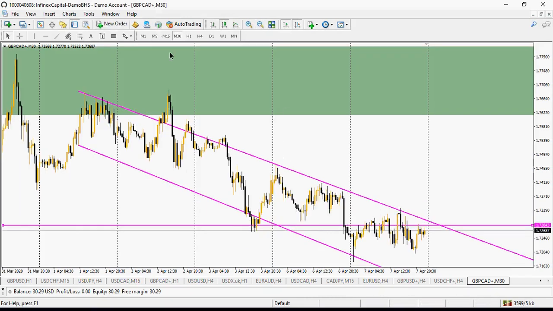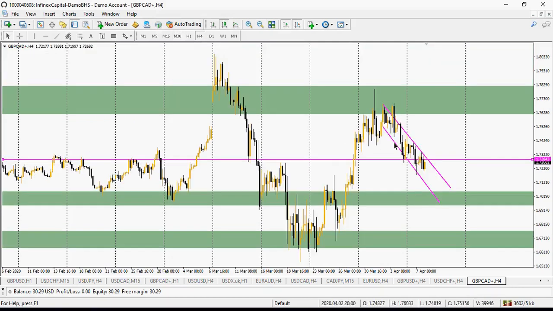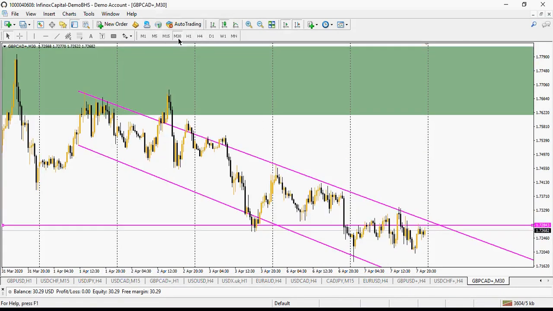So you can see, look at this 30-minute time frame now. That channel we are seeing on 4 hours is not very clear. When you go to the 30-minute time frame, you can see it very, very clearly. The market is just moving in between this particular area. This is also a kind of support and resistance area. So I can actually be trading in between these areas until the market pushes out of this area. Then I will say maybe there's going to be a change in the direction of the market.